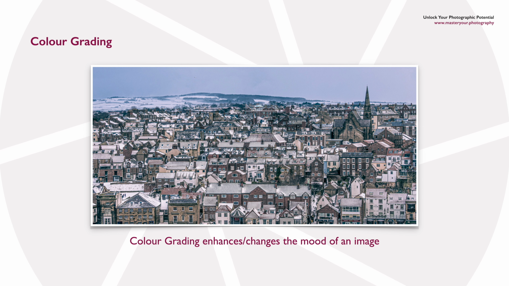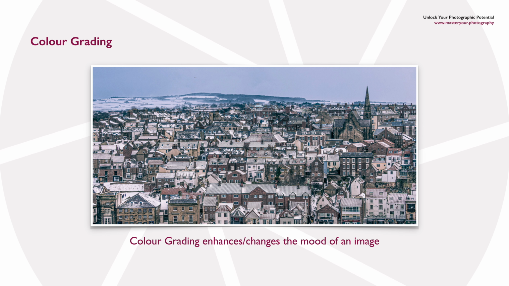If we then apply a warm colour grade to this image, you can see that the image suddenly looks not quite as cold as it did. There's still snow on the buildings, but it looks warm and inviting. That warmth was achieved by altering the overall colour balance of the image by warming the whole thing up, changing the colour temperature if you're using something like Lightroom or Photoshop.